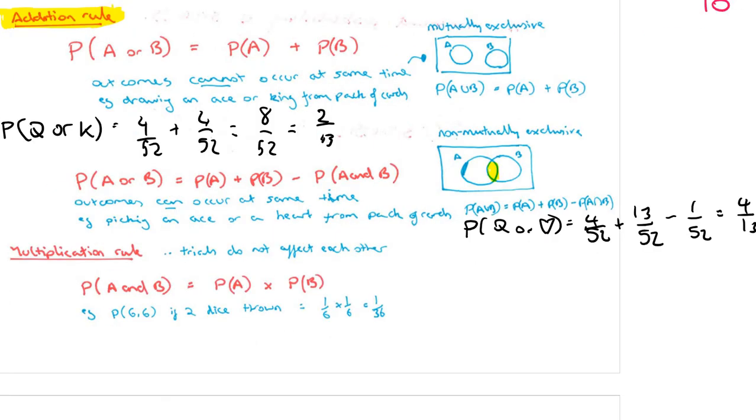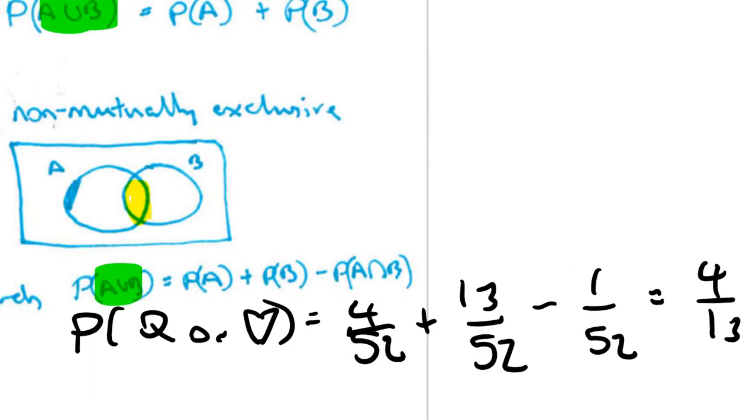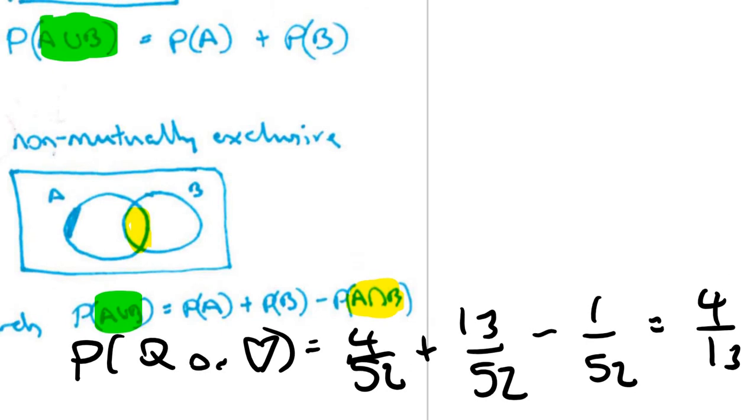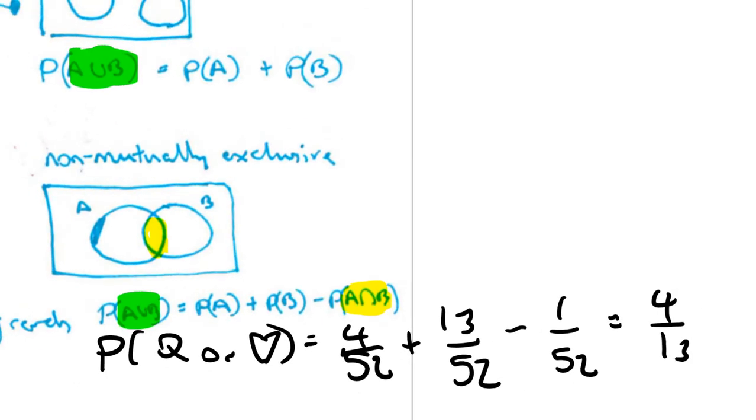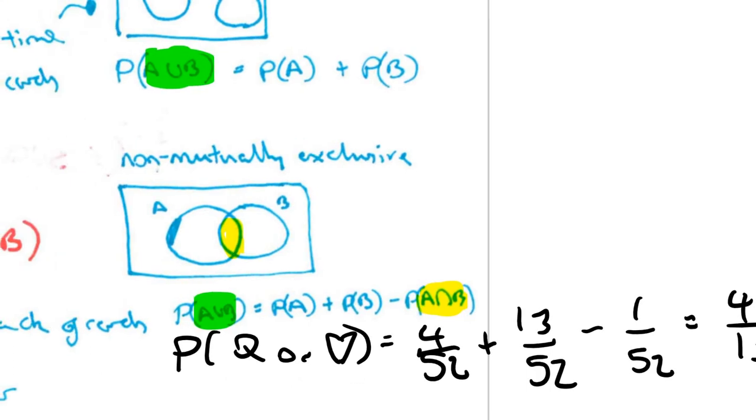So another thing to keep in mind here is set notation. The probability of A and B occurring is probability A intersection B. Probability of A or B is A union B, highlighted in green, and the probability of A and B is the probability of A intersection B, if you remember from previous maths.